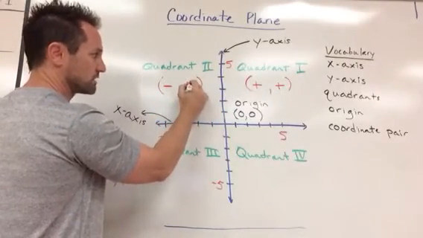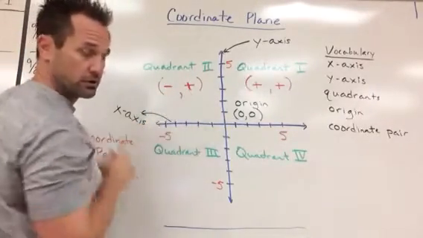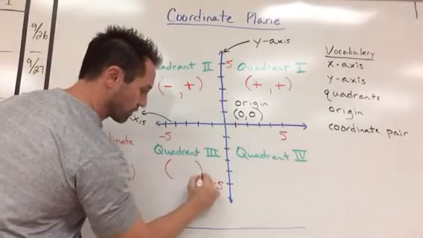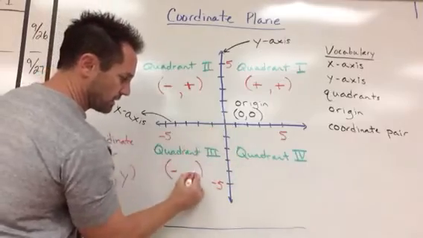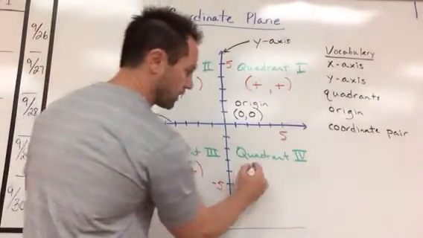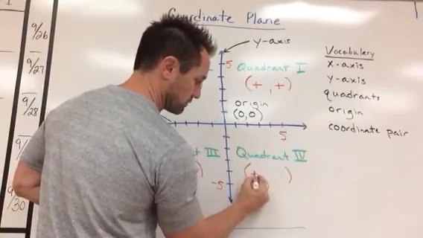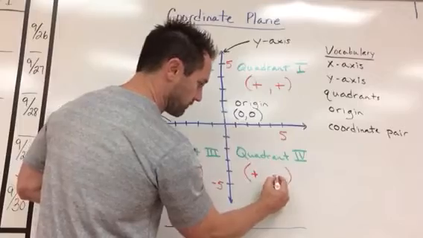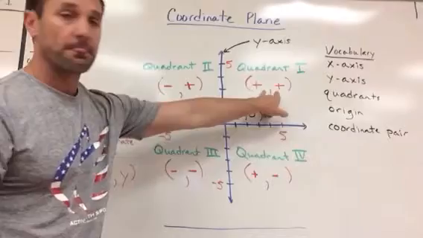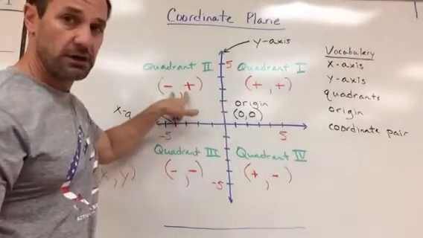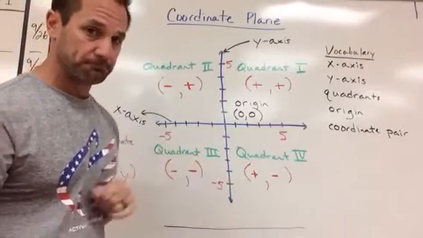So if you ever see a set of points where you have a negative in your x value and a positive in your y value, you're in quadrant 2. Quadrant 3, we have negative x values and we have negative y values. And in quadrant 4, we have positive x values, but we have negative y values. So again, anytime that you see a point, you can look at the signs of the numbers and determine what quadrant it's going to be in.